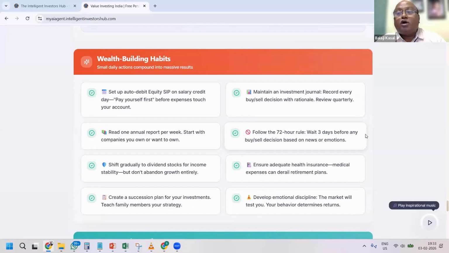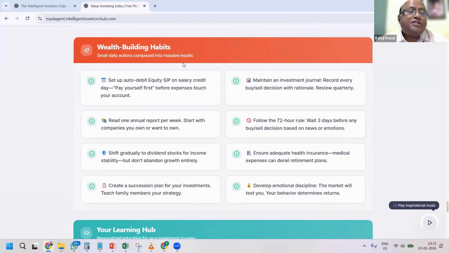I also asked which kind of habits I should be developing for my age and my risk capital. Small daily actions required: set up an auto debit. In fact, it's showing me to do it because of the salary date. You can change it accordingly. On the credited day, pay yourself first. As soon as the salary comes, you first decide on your savings and investments, then you do your expenses, needs, and wants and so forth. Maintain an investment journal, keep records every day. It's giving me good habits you can just follow.